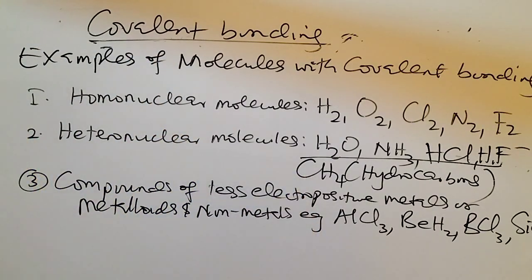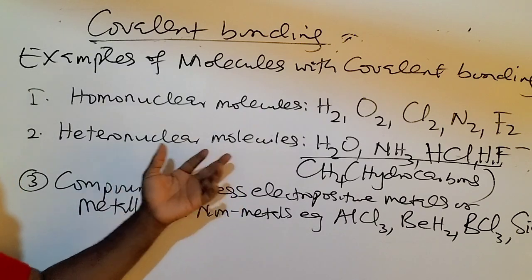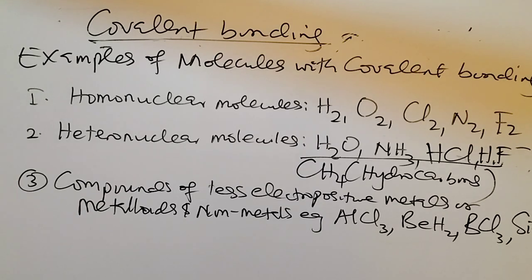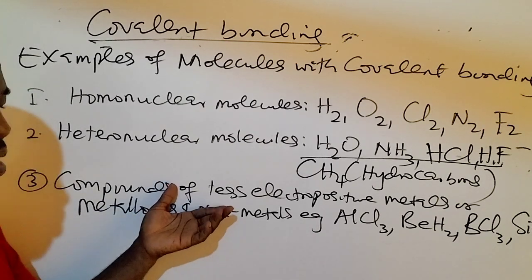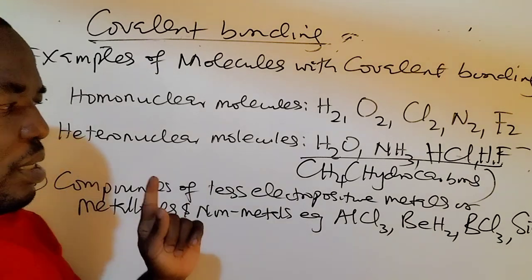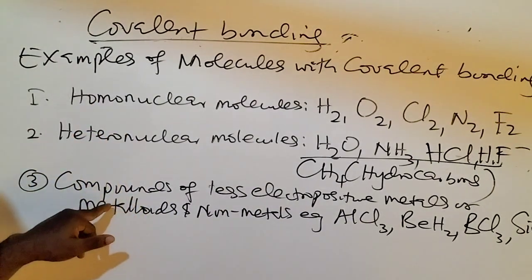Also, methane, CH4: carbon is a non-metal, hydrogen is a non-metal. Methane or hydrocarbons in general, they are all heteronuclear. They contain dissimilar or different elements and they are covalent. Then number 3, compounds that contain less electropositive metals or metalloids and non-metals. That is, compounds that contain metals and non-metals can still be covalent. Remember, as I said before, ionic compounds are those that contain metal and non-metal. But there are also some compounds that contain metal and non-metal that are covalent.